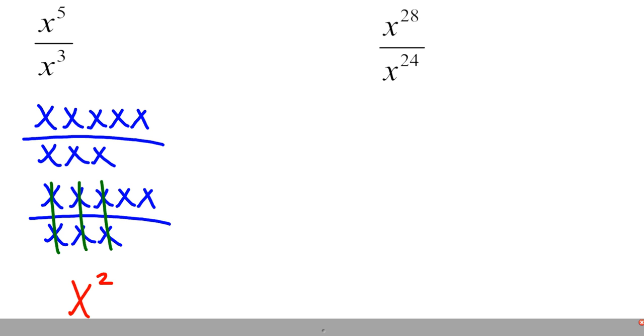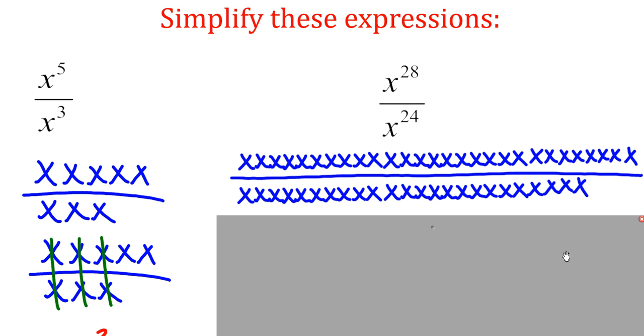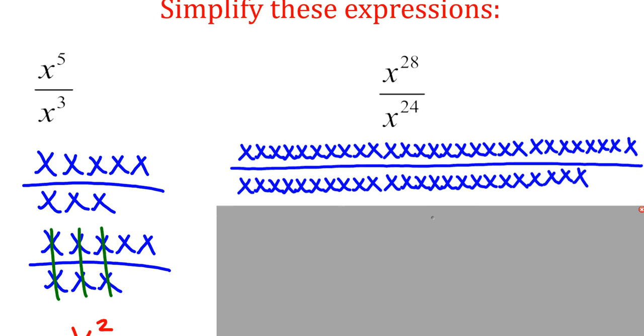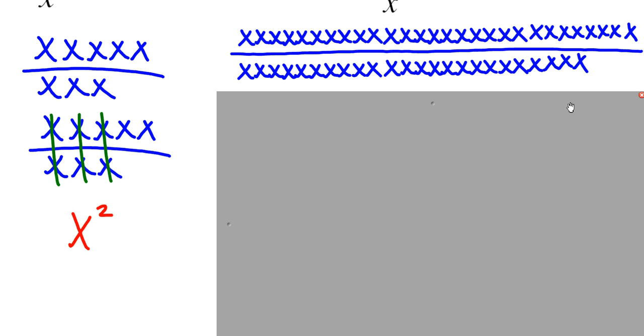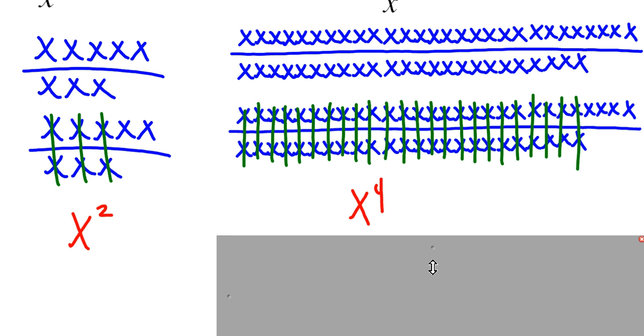Our second expression, x to the 28th divided by x to the 24th, well, what does that mean? We have 28 x's in our numerator and 24 x's in the denominator. Do we have any greatest common factors we can divide out? Yes, we do. We can see that we have x. In fact, we have 24 pairs of x's that we could divide out. So what would we be left with? We have 4 x's in the numerator. Well, how could we write that? That would be represented as x to the fourth.